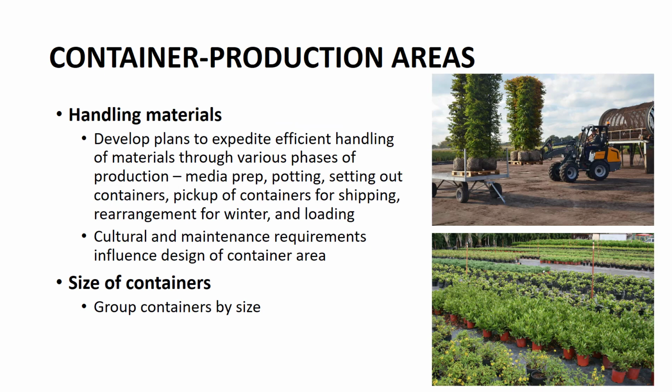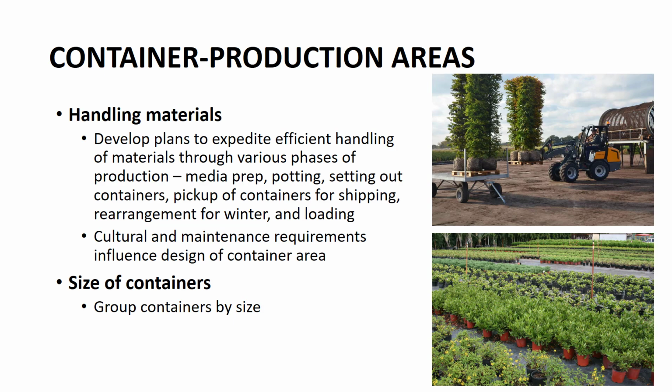The efficiency of handling materials is probably the most significant factor in the development of the area. Plans need to be developed and the area designed to expedite the efficient handling of materials through the various phases of production, including media preparation, potting, setting out of containers, pickup of containers for shipping, rearrangement for overwintering where necessary, and loading for shipping. A well-planned design should provide for a logical rotation of crops through the production cycle so that handling of the containers is kept to a minimum.